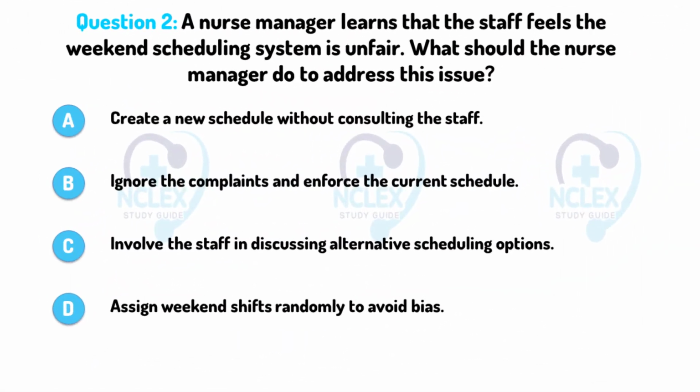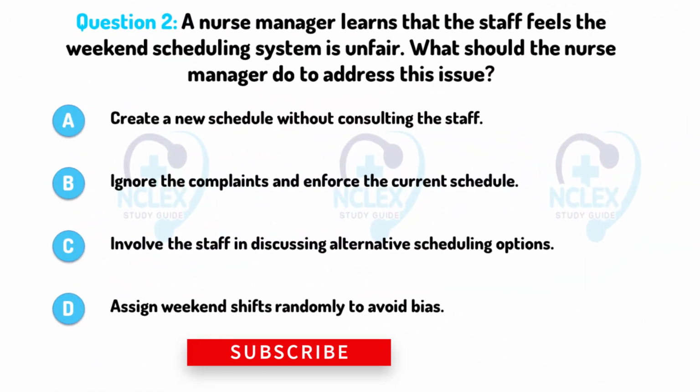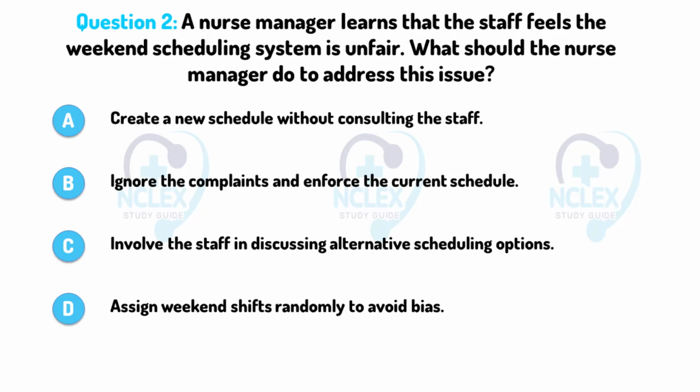Question 2. A nurse manager learns that the staff feels the weekend scheduling system is unfair. What should the nurse manager do to address this issue? A. Create a new schedule without consulting the staff. B. Ignore the complaints and enforce the current schedule. C. Involve the staff in discussing alternative scheduling options. D. Assign weekend shifts randomly to avoid bias.